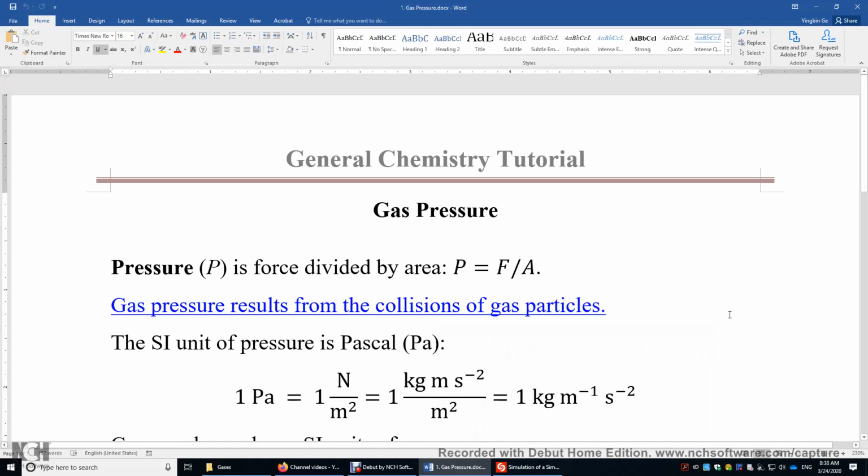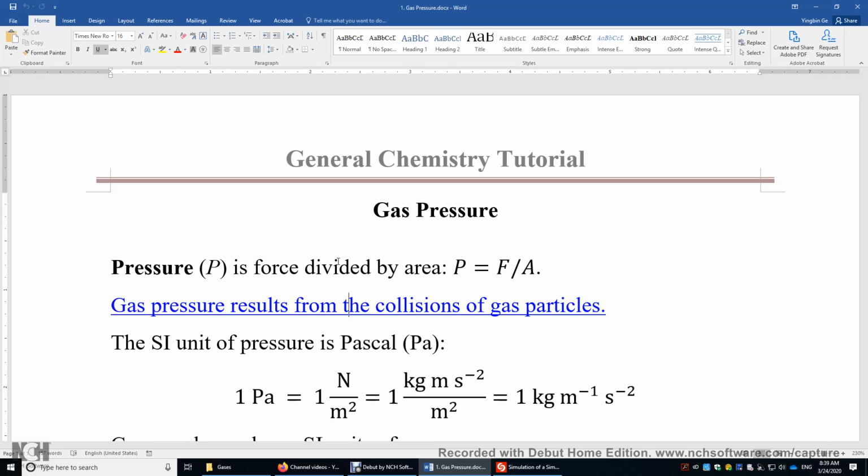In this video, I'll talk about gas pressure. First, what is pressure? If a force is exerted on a surface, the pressure this surface feels is equal to the force divided by the surface area. Pressure equals force over area. What about gas pressure? It results from the collisions between the gas particles and the surface of the container.